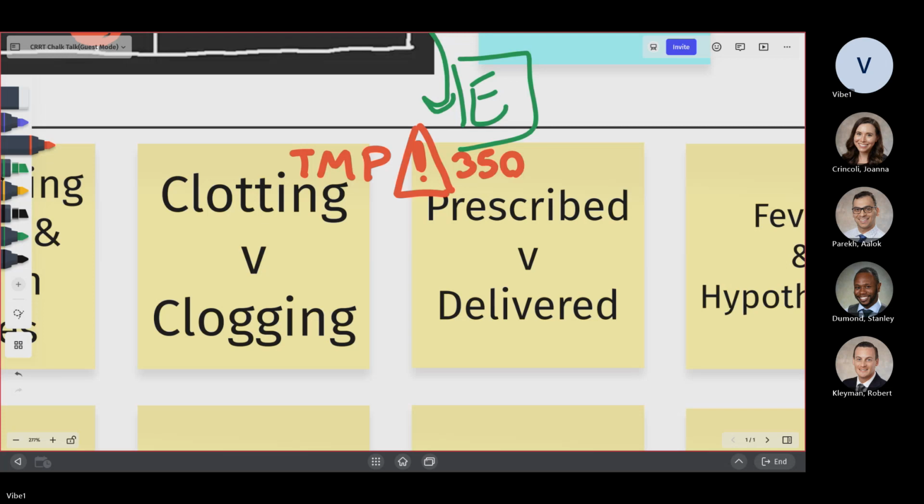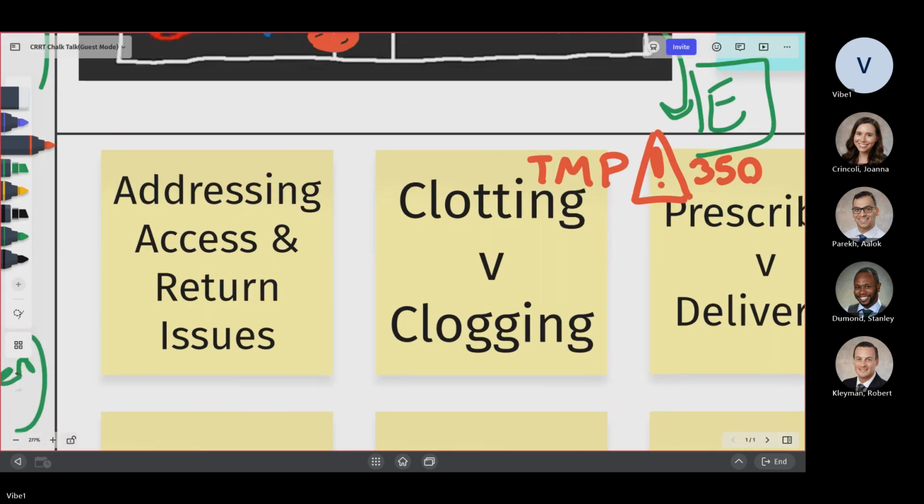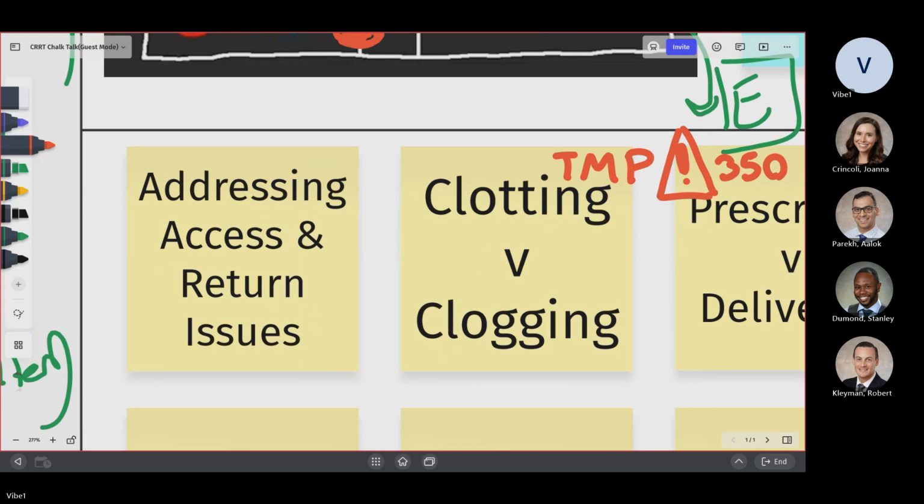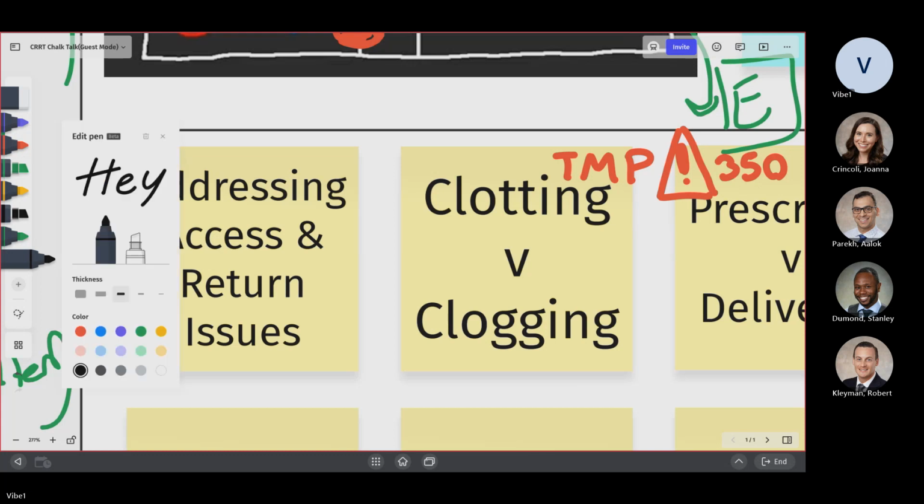So one of the signs is rising transmembrane pressures but normal return pressure, normal venous pressure, normal access pressure. That means those are early signs of your system starting to clot. Now if you have high access pressures, that means the problem is with the access. Even then your transmembrane pressure is going to be high, because any type of clot, whether it's an access clot, is going to make your transmembrane pressures high. But if you have high transmembrane pressures and normal access pressure, that means it's a problem with the filter heading towards a clot.